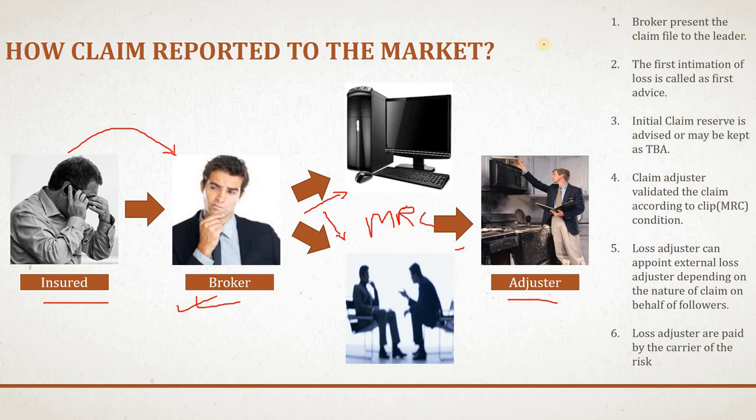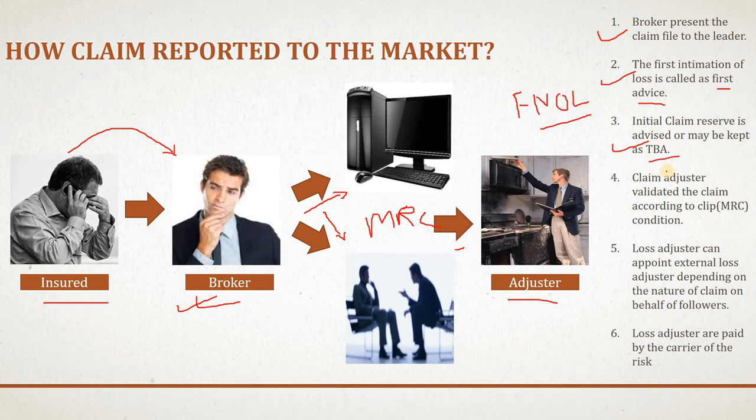So let's quickly catch up on a few points. Broker presents the claim file to the leader. The first intimation of loss is called first advice in the London market. In the US, it's called FNOL, first notice of loss. For those who are practicing in the US, they are aware of this term, FNOL. And in India, it's called a claim intimation. Then initiate the claim reserve advice, or maybe keep it as a TBA.